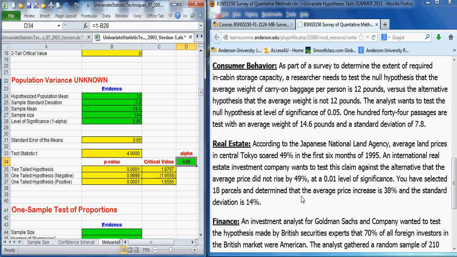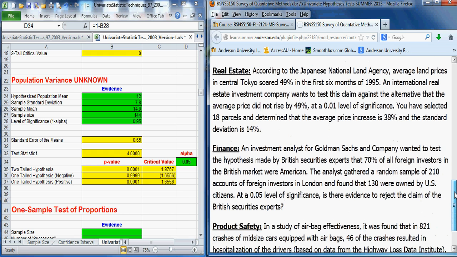Moving on, the second problem has to do with real estate. And in this one, the problem says, according to the Japanese National Land Agency, average land prices in central Tokyo soared 49% in the first 6 months of 1995. An international real estate investment company wants to test this claim against the alternative that the average price did not rise by 49% at a 0.01 level of significance.